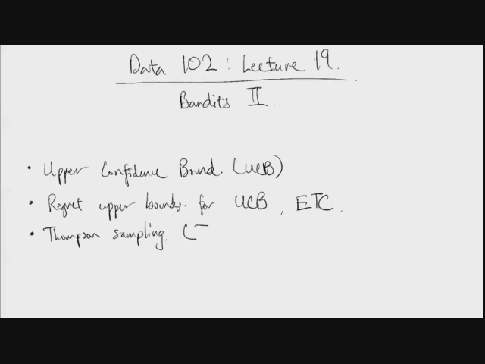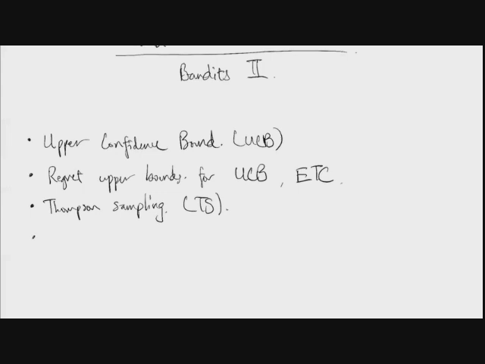Okay, so we're going to introduce this algorithm, and then after that, we're going to do a comparison of UCB and Thompson sampling. Okay, and we're going to sort of see that the performance of both algorithms is kind of comparable, but each one has its own advantages and disadvantages.